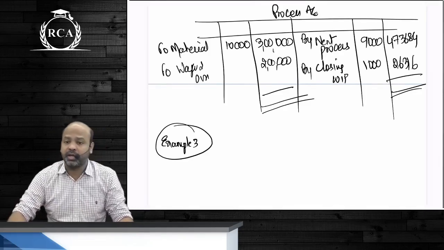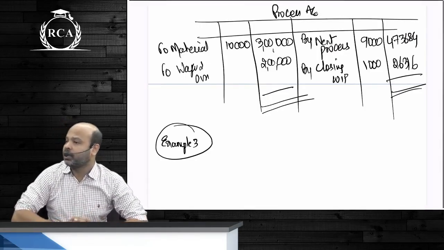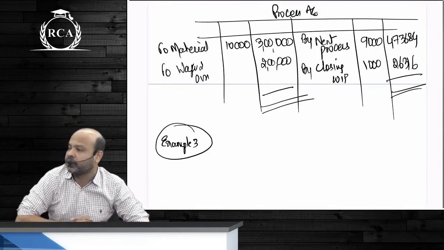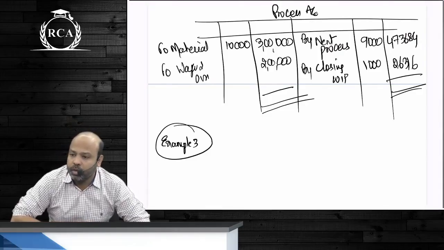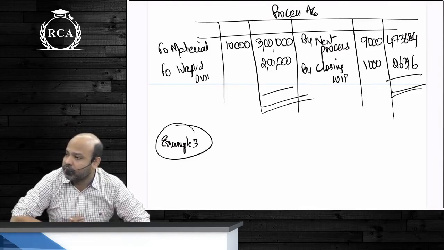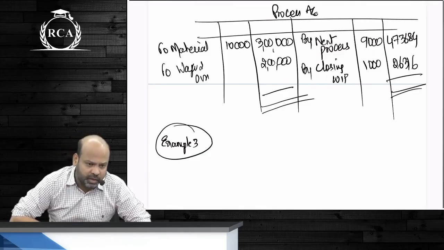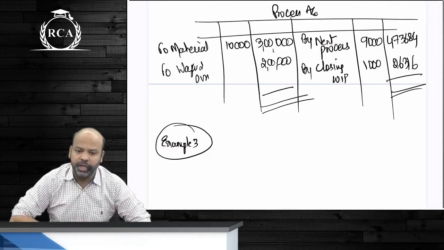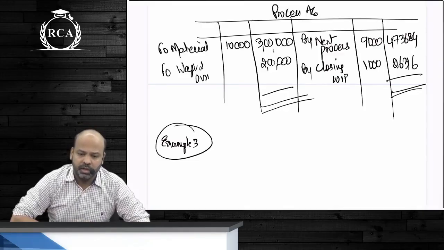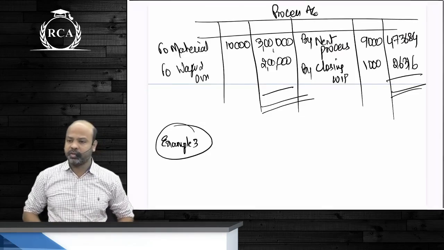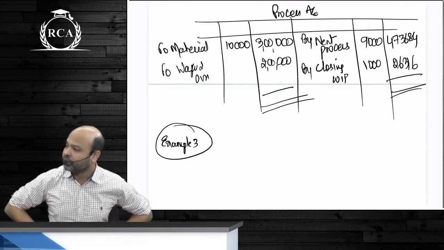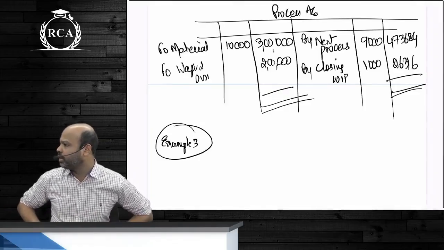Normally materials are introduced at the beginning of the production process. So the degree of completion for materials is usually 100%.